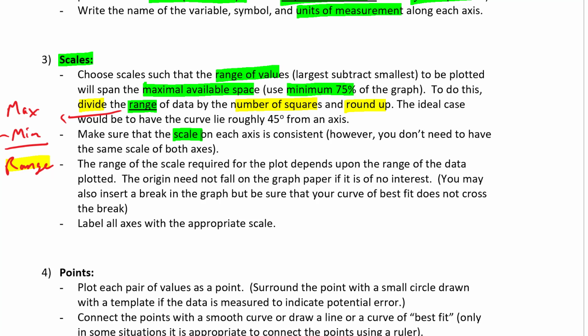Make sure your graph is to scale within the axes. However, your x and your y-axis don't have to be in the same scale. The origin does not have to be on the graph itself. If you don't have a 0, 0 point, there's no point in putting it on there. Again, make sure you label your axes with the appropriate scale. One of the biggest mistakes students make is they change the scale somewhere along the line.